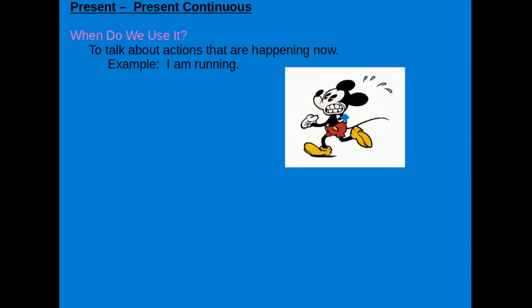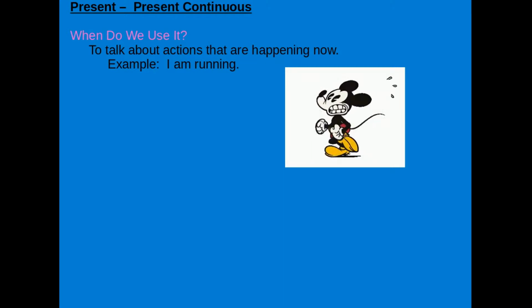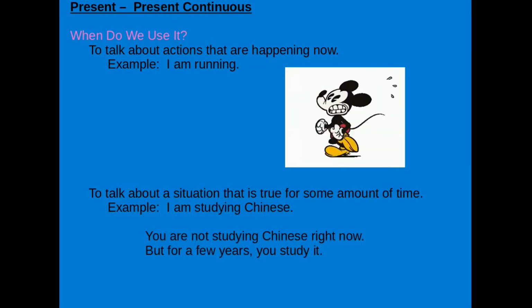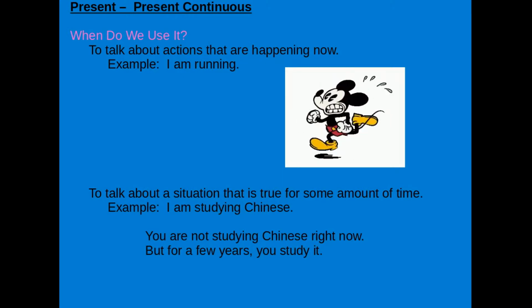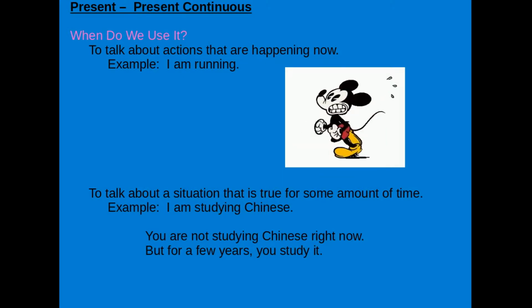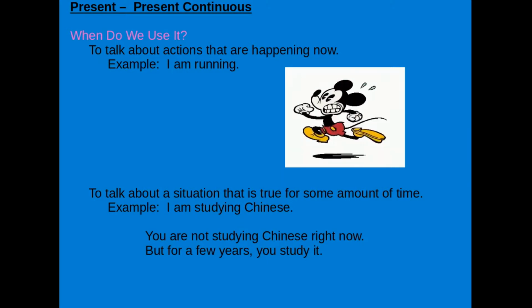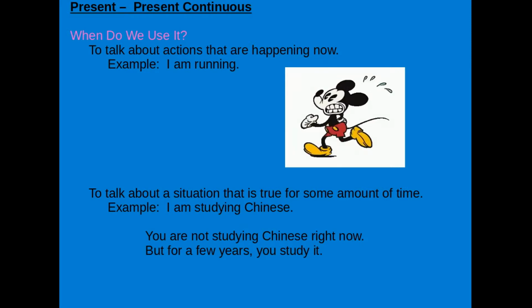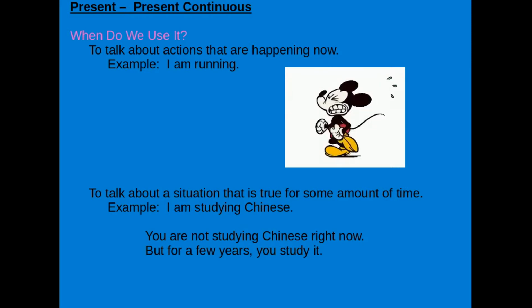Okay, what about present continuous? When do we use it? We use it to talk about actions that are happening now, like I am running. Or to talk about a situation that is true for some amount of time. For example, I am studying Chinese. You're not studying Chinese right now, but for a few years while you're at school, you study it.